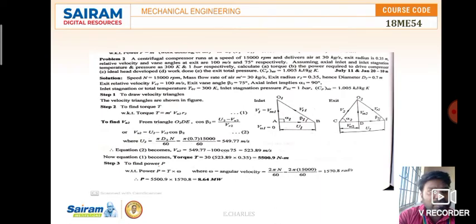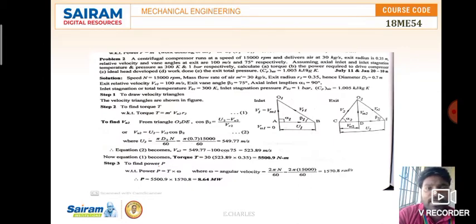Exit radius is 0.35 meters, and relative velocity and vane angles at exit are 100 meters per second and 75 degrees respectively. Assuming axial inlet and inlet stagnation temperature and pressure as 300 kelvins and 1 bar respectively. Calculate torque, the power required to drive the compressor, ideal head developed, work done, and the exit total pressure. Cp is equal to 1.005 kilojoules per kg Kelvin. So this is the problem which is given.